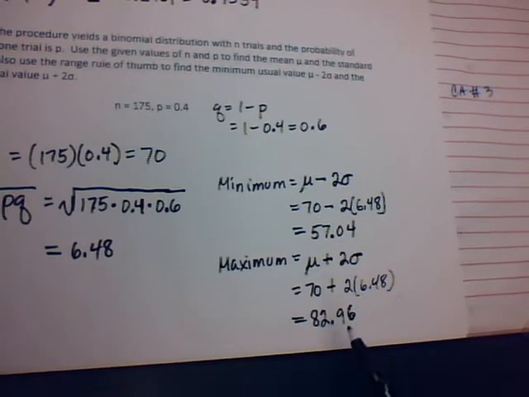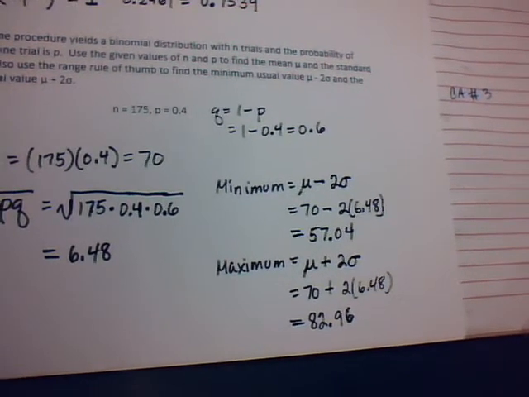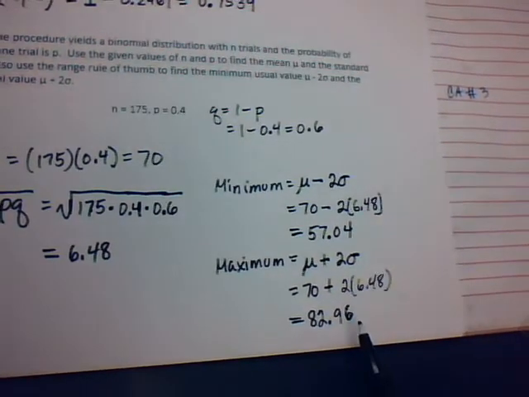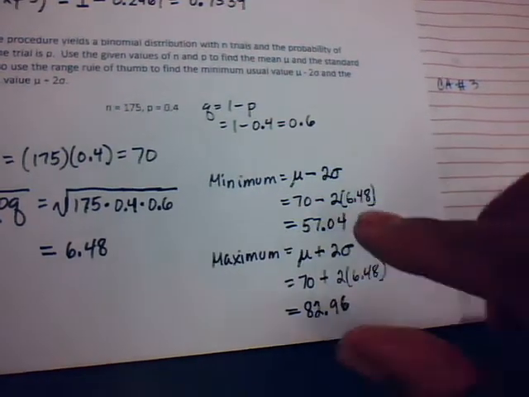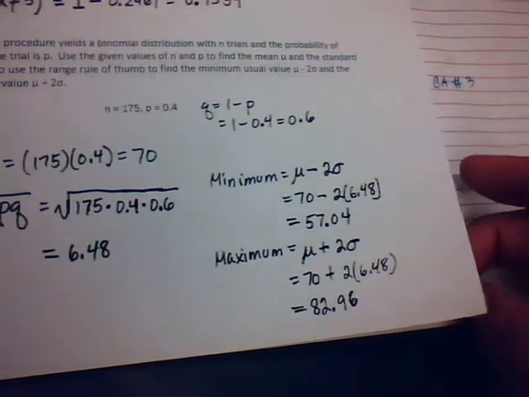So here we're just using the range rule of thumb to find the minimum and the maximum usual value. So values between 57.04 and 82.96 are usual. Anything outside that would be unusual.